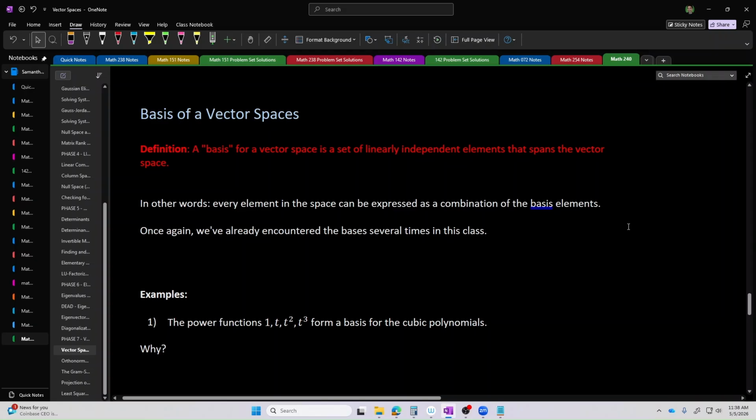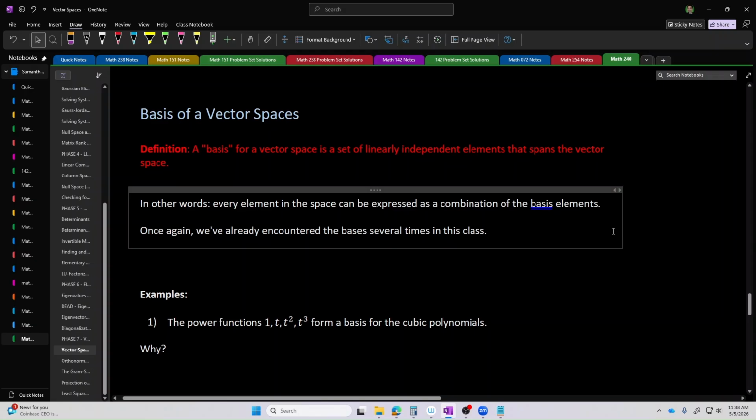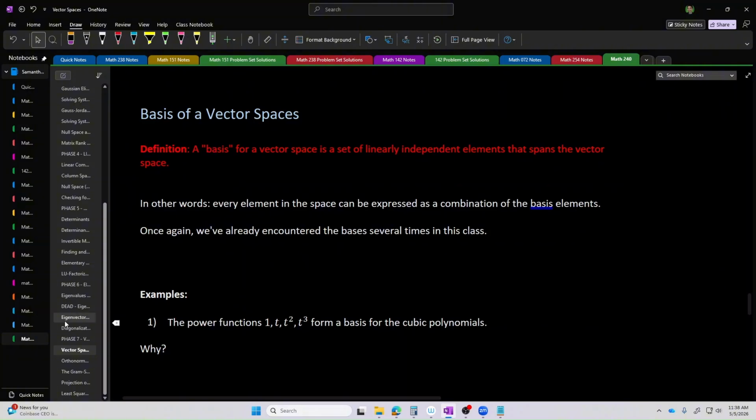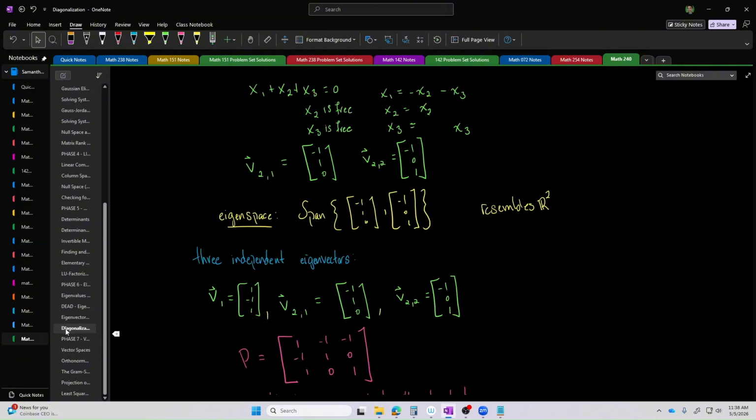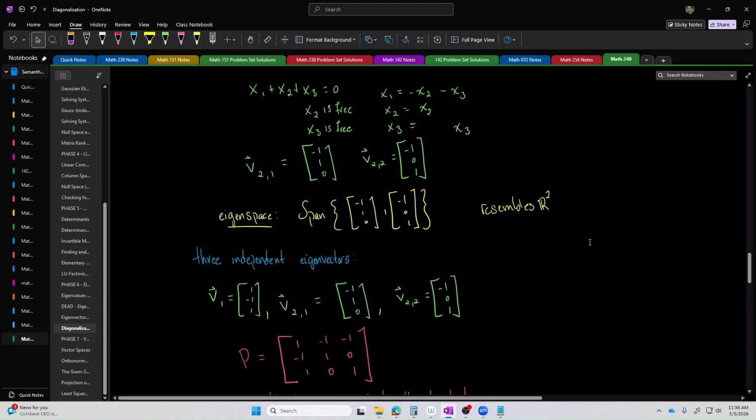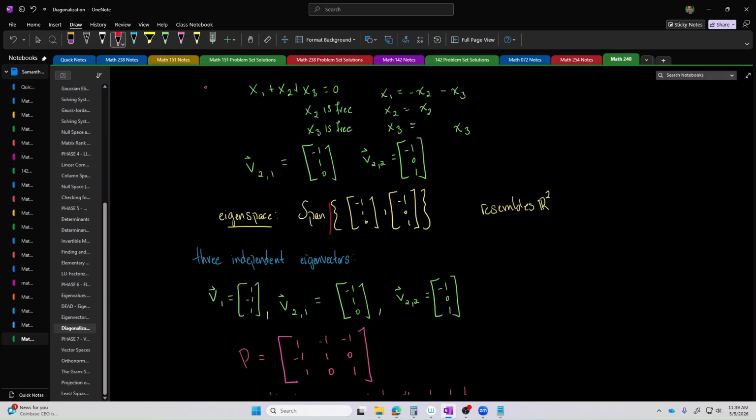Once again, this is new language for a concept that we have been using many times up to this point in the class. When we found the eigenspace of a matrix in the eigenvectors and eigenvalues lessons, we expressed that eigenspace as a span of a certain set. So this set of these two eigenvectors would be what we call the basis for the eigenspace.